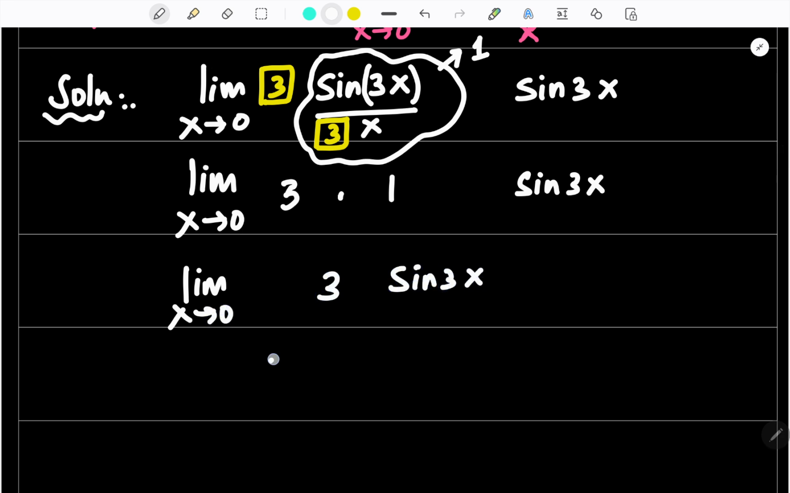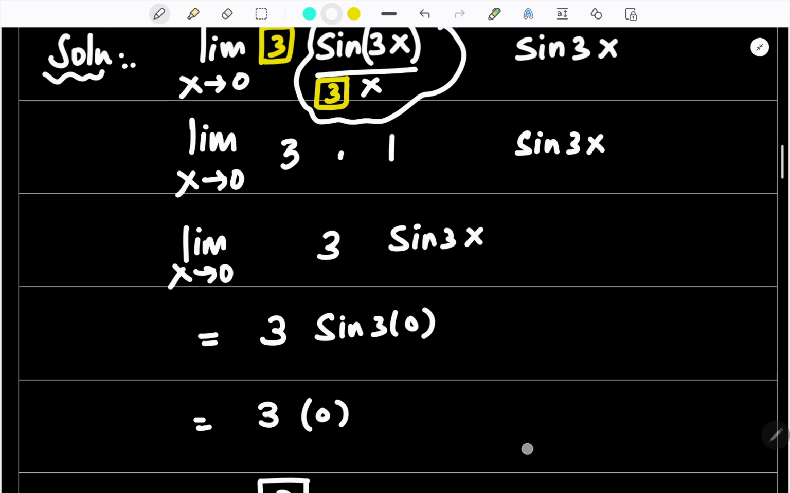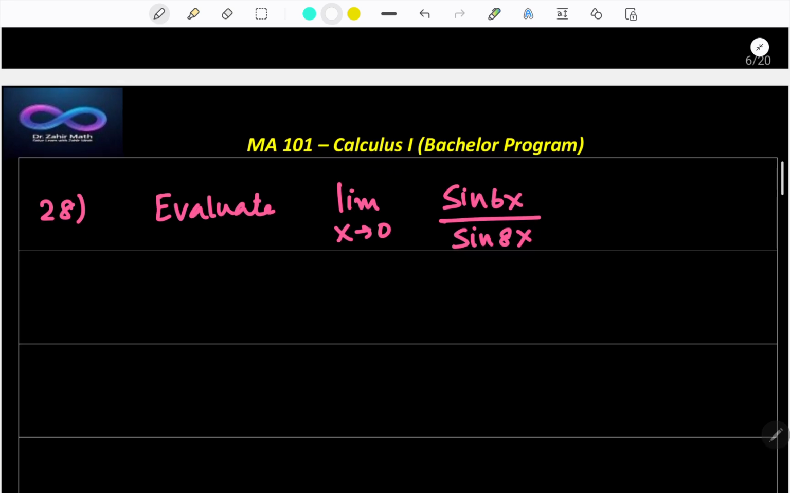Now you apply x is equal to 0, 3 times sine 3 angle 0. So sine 0 is what? 0. Just now we calculated. So which is equal to what? The value is equal to 0. So simple. Nice. Let's go to the next question.